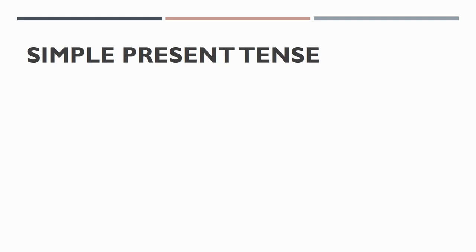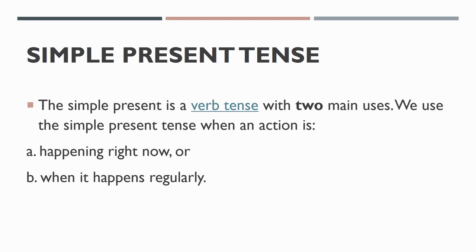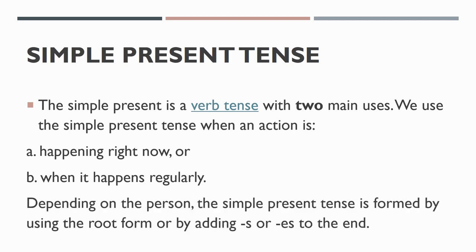Simple present tense. Let's read together. The simple present is a verb tense with two main uses. We use the simple present tense when an action is happening right now, or when it happens regularly. Depending on the person, the simple present tense is formed by using the root form or by adding S or ES to the end of the root form.